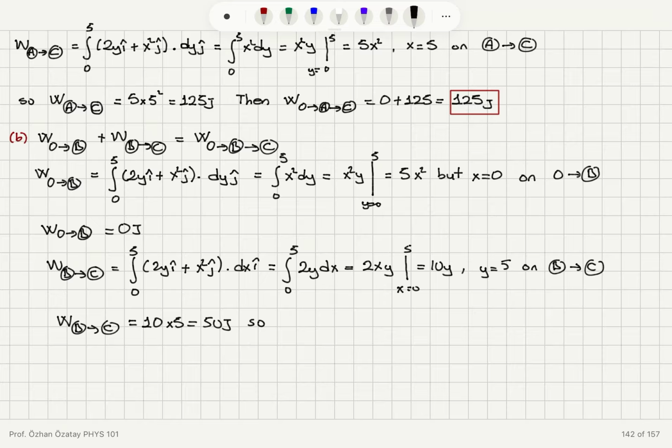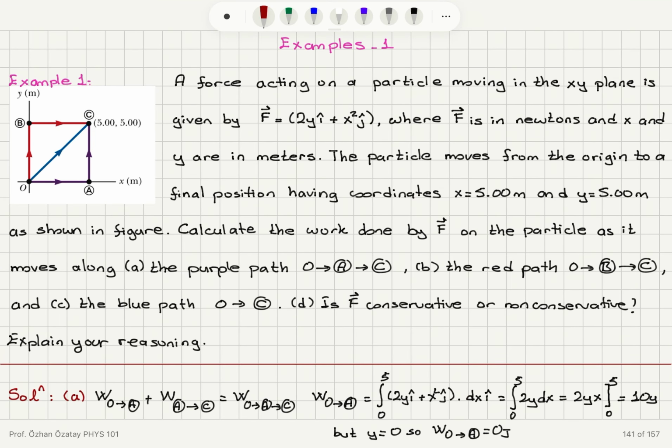So we find that the total work done going from point O to point B to point C on the red path is 0 plus 50, which is 50 joules. Now let's do the blue path. The blue path, we're going directly from point O to point C.